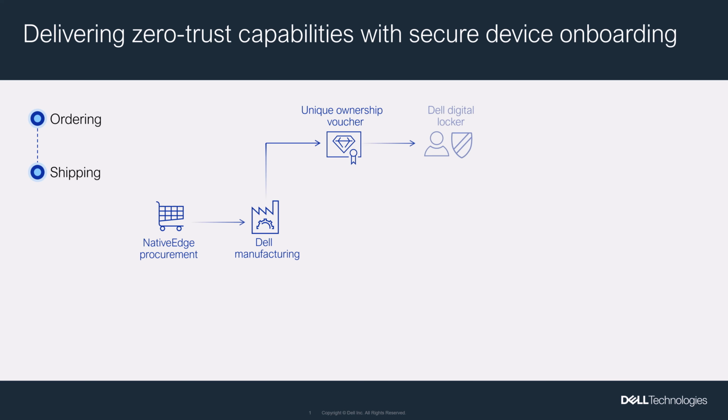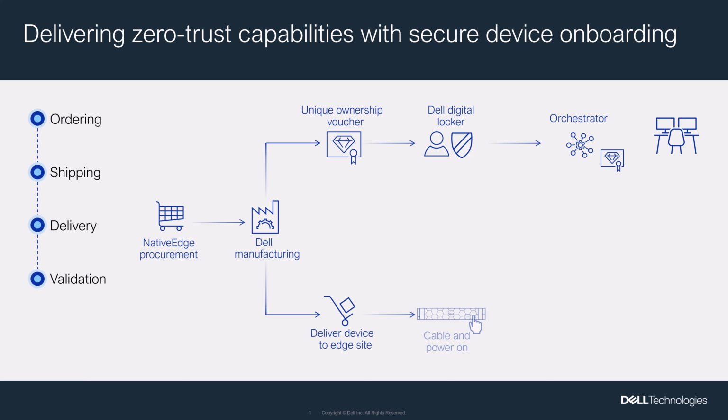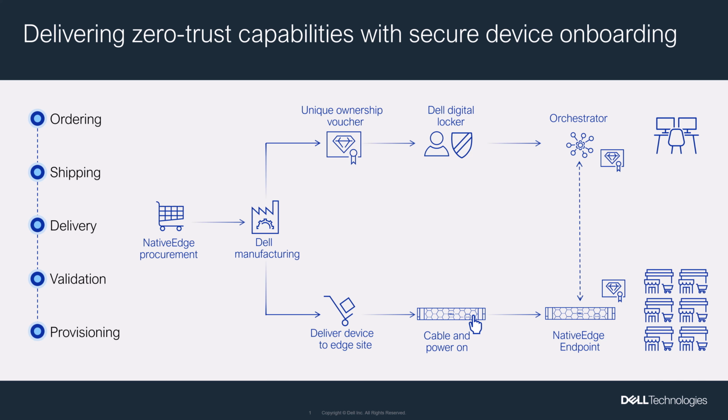During manufacturing, each endpoint is embedded with a unique ownership voucher, a cryptographic key stored in the endpoint's TPM. Dell manufactures the endpoint to spec and simultaneously generates a voucher linked to that endpoint. This voucher is securely delivered to your Dell My account, ready for onboarding.